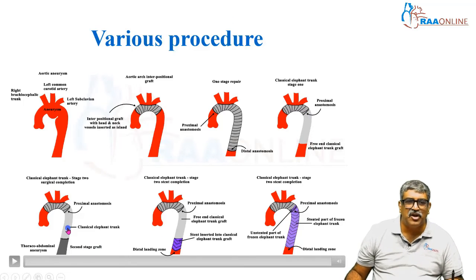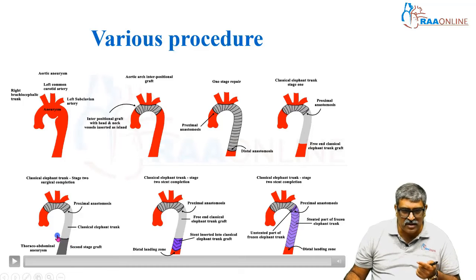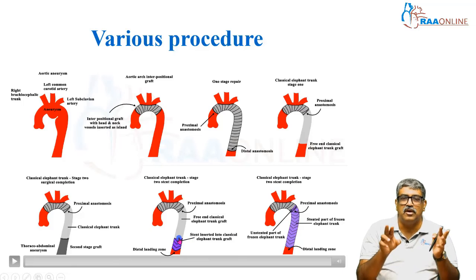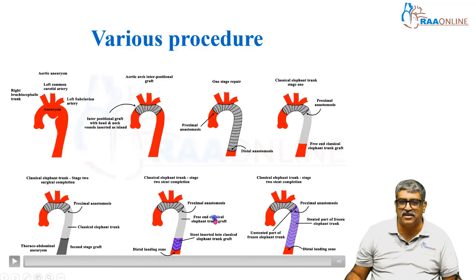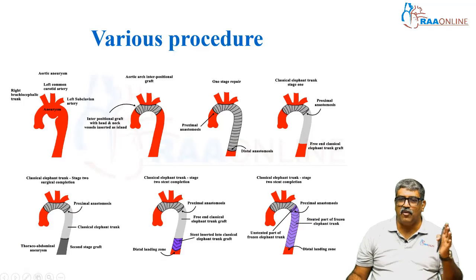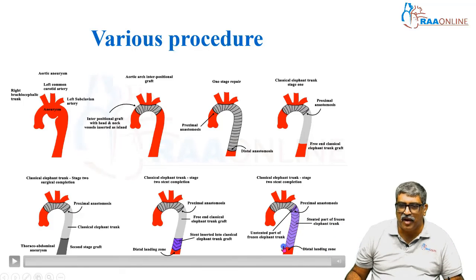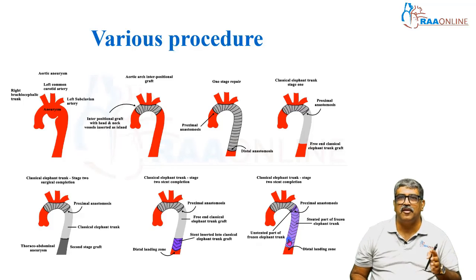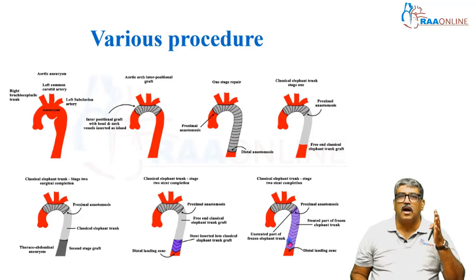At the second stage, you do a surgery and suture the distal end of the elephant trunk, or you insert a stent at the distal end. This is stage 2, either with stent or with surgery. Or finally, you can have what is called the frozen elephant trunk, where you have the distal landing zone for the distal part, and there is a proximal anastomosis, and there is a small unstented part of the frozen elephant trunk. These are all the various procedures which are available for the arch aneurysm.